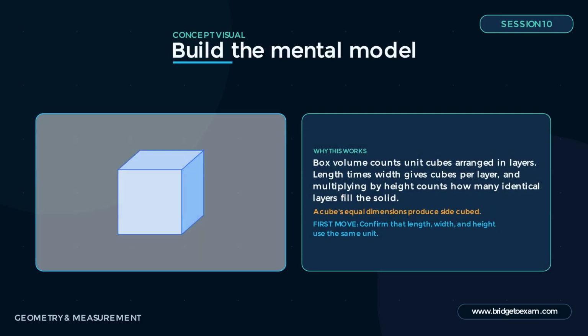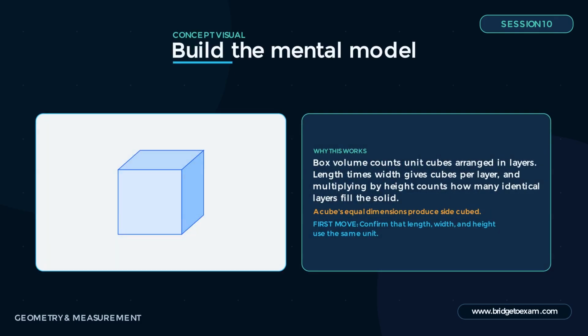Start with the concept visual. A cube's equal dimensions produce side cubed. A net contrasts outside covering with inside capacity. We read every label as evidence about what is known, what is unknown, and which measurements actually belong in the model. Here's the central reasoning.